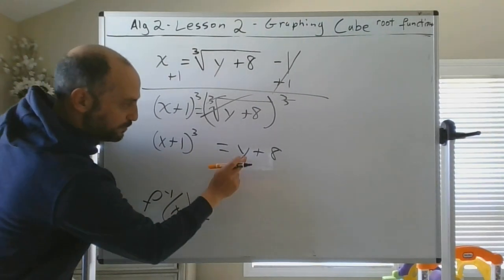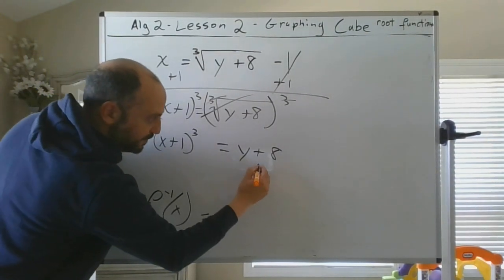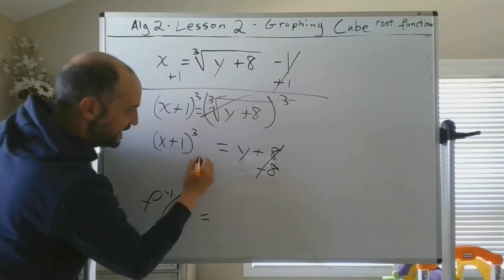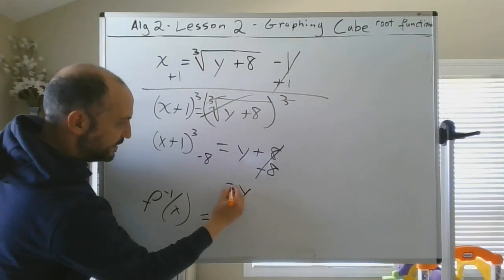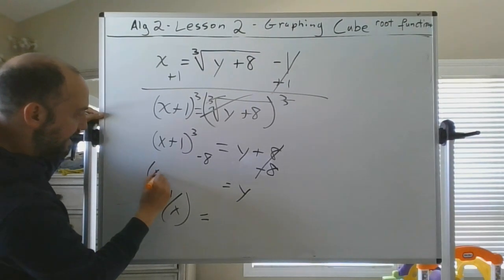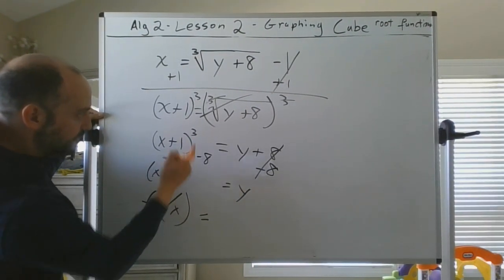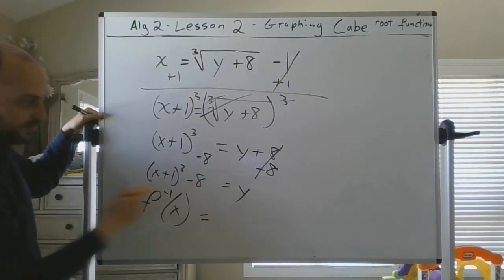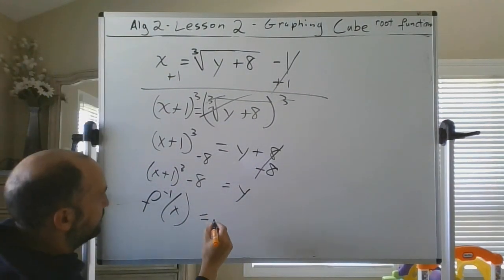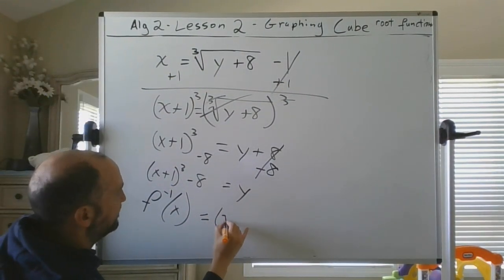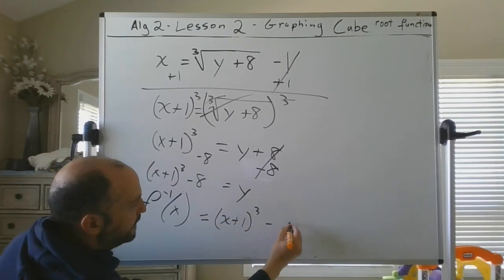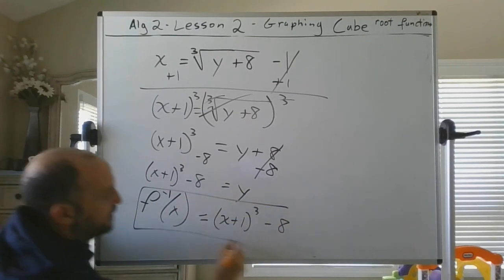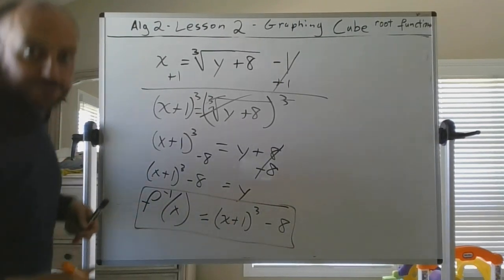All right, and one last step, y is not isolated just yet. That 8 is bugging me. So let's go minus 8, minus 8. So we finally got y equals, what do we have here? x plus 1 cubed, and all of that minus 8. And I'm just going to leave it like that. So our inverse of f of x is x plus 1 cubed, I'm just copying this, minus 8. And we are done. Okay?